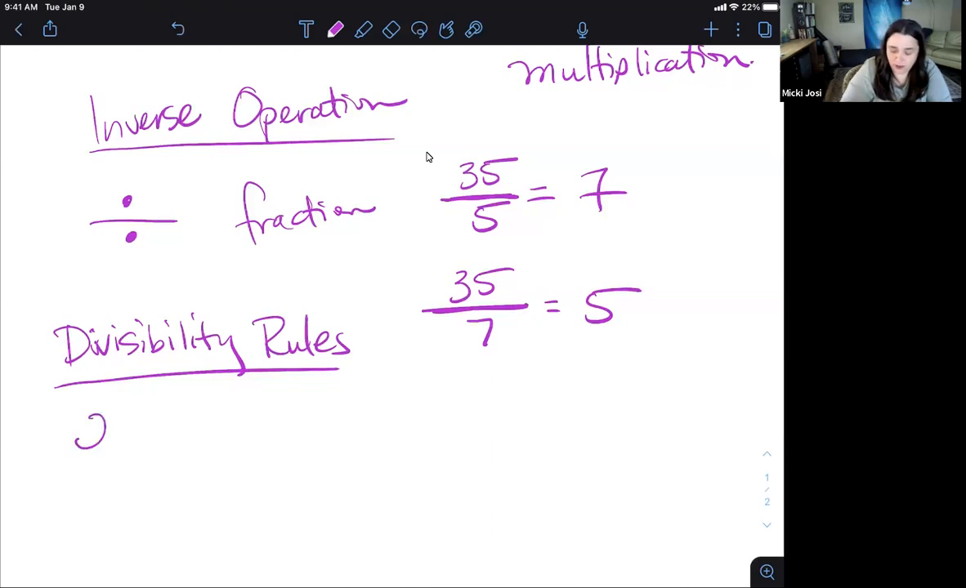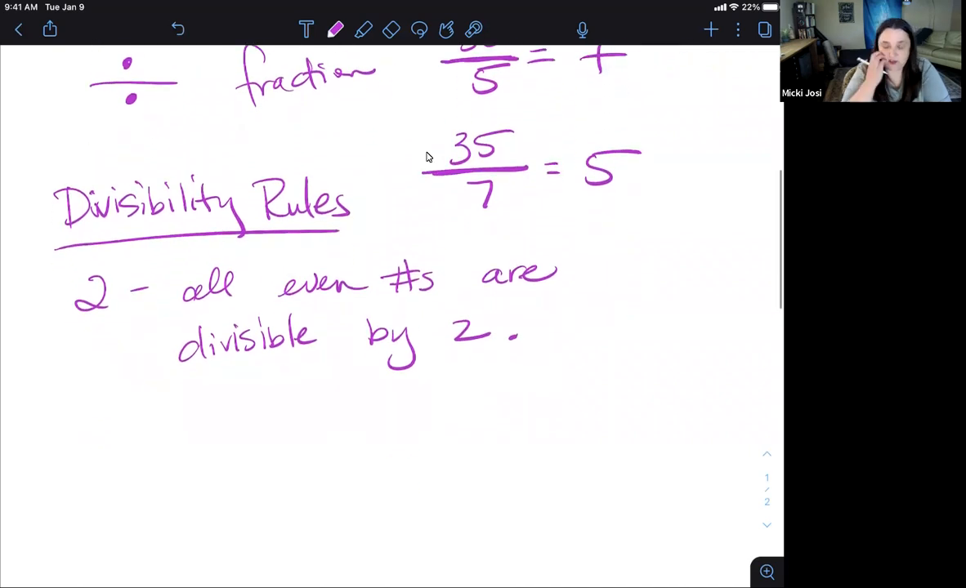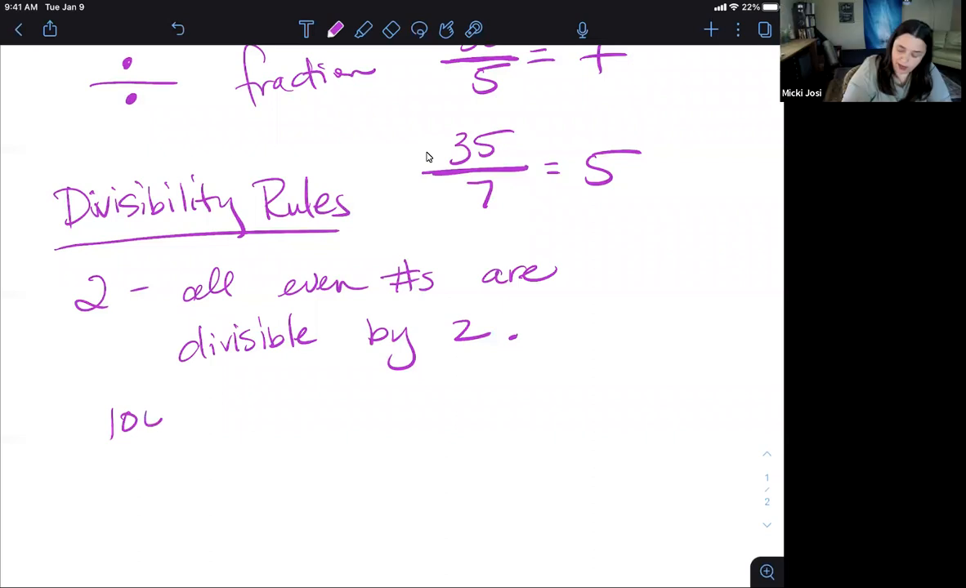So if we have the number 2, all even numbers are divisible by 2. So let's think about that for a minute. Can you give me an example of an even number? Any even number. Think of a big one. How do you know it's even? 100. Yeah, 100 is even. What about it says that it's even? Do you know?